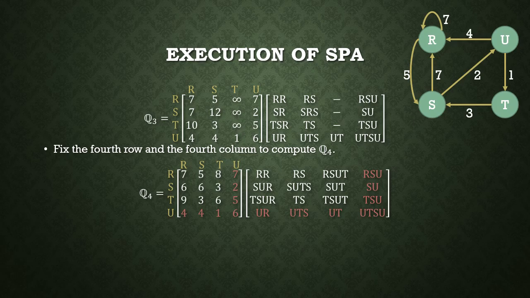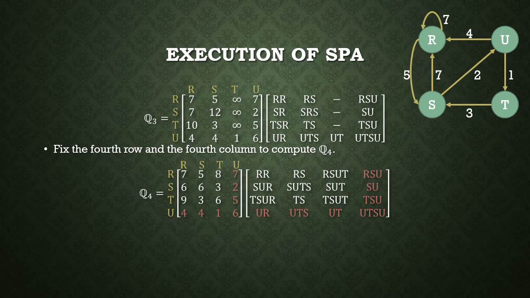The last row to fill is the row of T. Look at TR. The old value is 10. Intersection values are 4 and 5, which will give 9. So we commit 9. And what about the relevant path? 5 is TSU, 4 is UR. The path becomes TSUR.